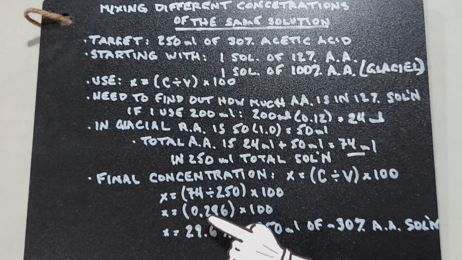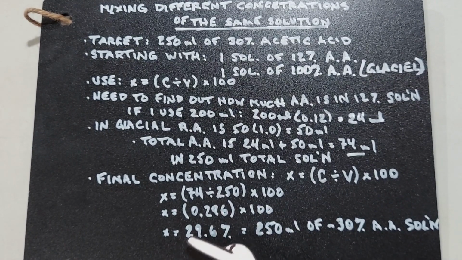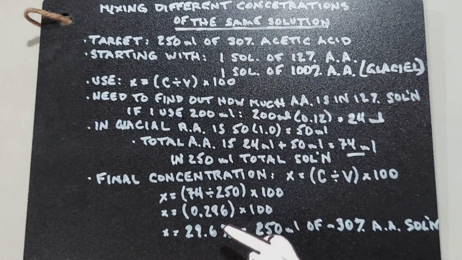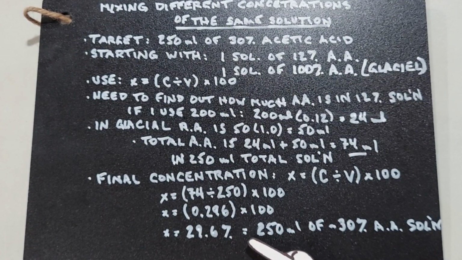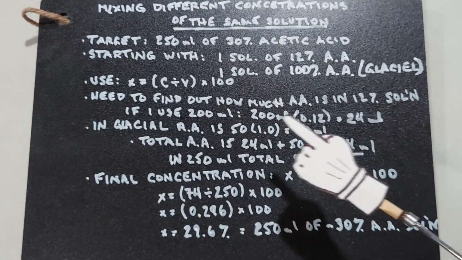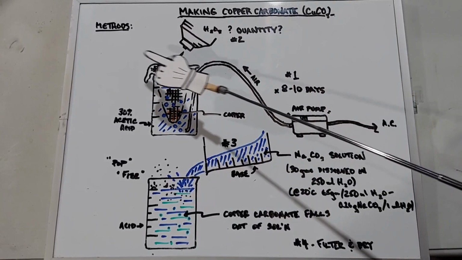We end up with 0.296 times 100, which gives us a final percentage of 29.6%. So we do, in fact, have exactly what is needed for this reaction, which I chose, which is 250 milliliters of a 30% acetic acid solution. Even though some of my lines are crooked here, I hope that this explanation was of some benefit to you. Back to our methods here.